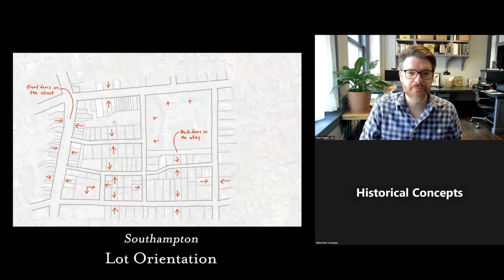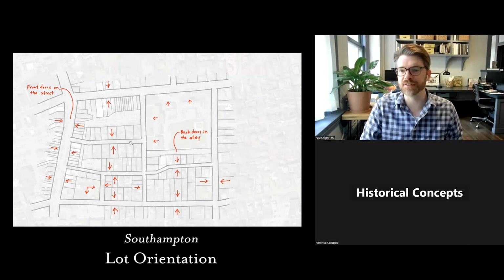For example, if you put arrows on all the lots that just point to the front door for that lot, one thing you'll notice is that all these arrows are pointing onto streets. That means that all the streets have all the front doors. And then the lots are oriented back to back, so all the backs occur on either the rear of a property or on an alley.